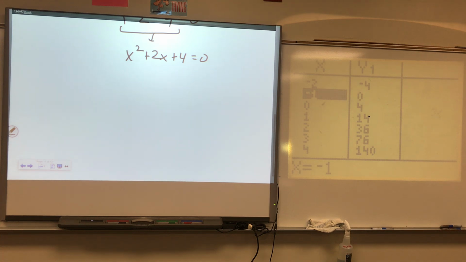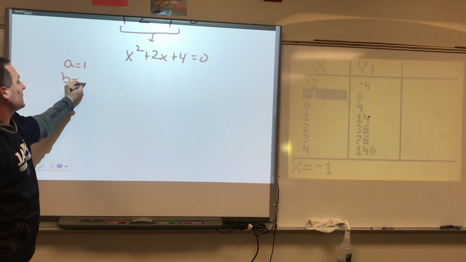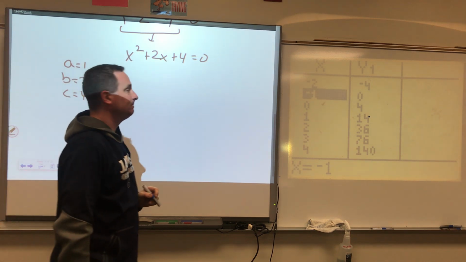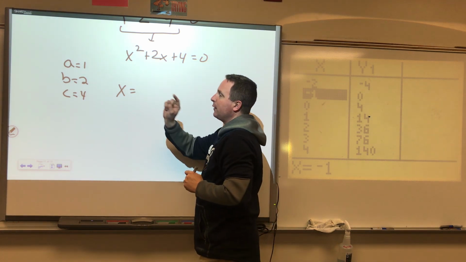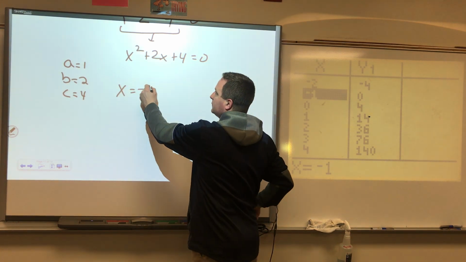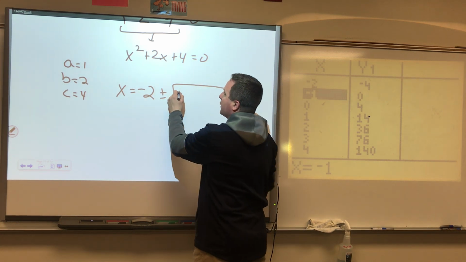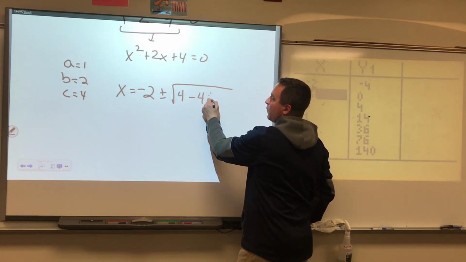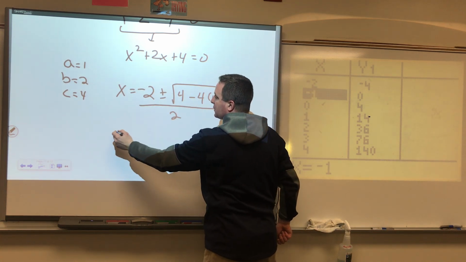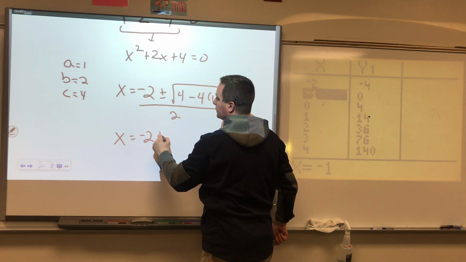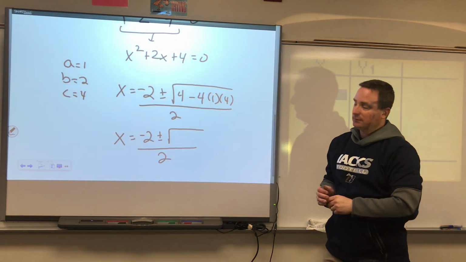Okay, so let's use our quadratic formula. A is 1, B is 2, and C is 4. So we're going to do x equals, remember the quadratic formula is the opposite of b, plus or minus the square root of b squared. 2 squared is 4, minus 4 times 1 times 4, all over 2a, which is 2. And again, I'm doing this really fast here.